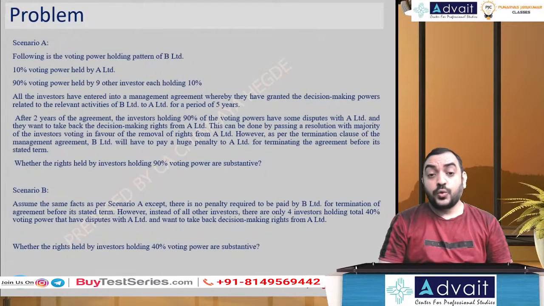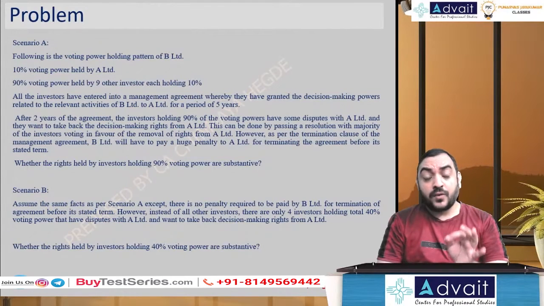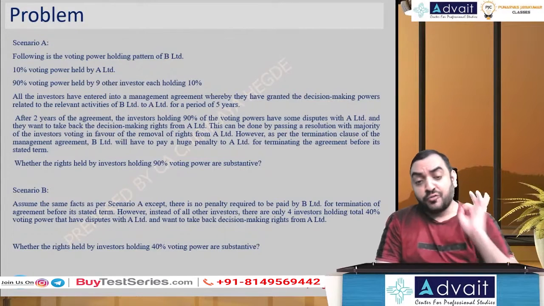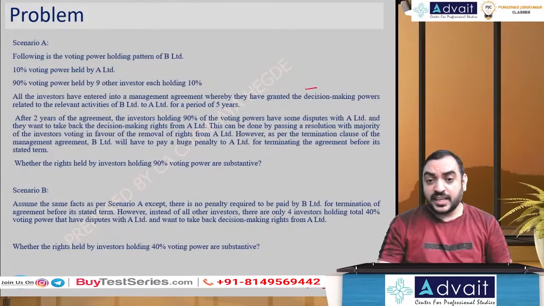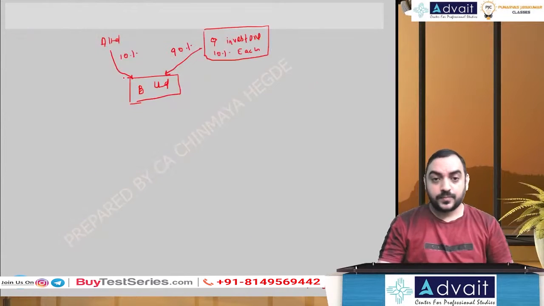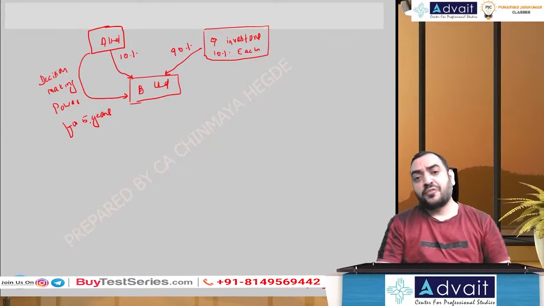All investors have entered into a management agreement whereby they have granted the decision making powers related to relevant activities of B Limited to A Limited for a period of 5 years. So all the decision making power is given to A Limited. Decision making power, not forever, for 5 years.